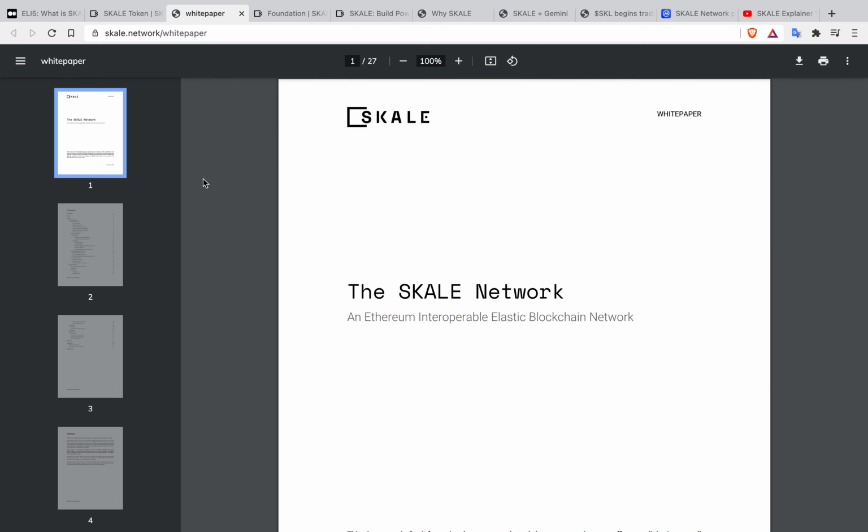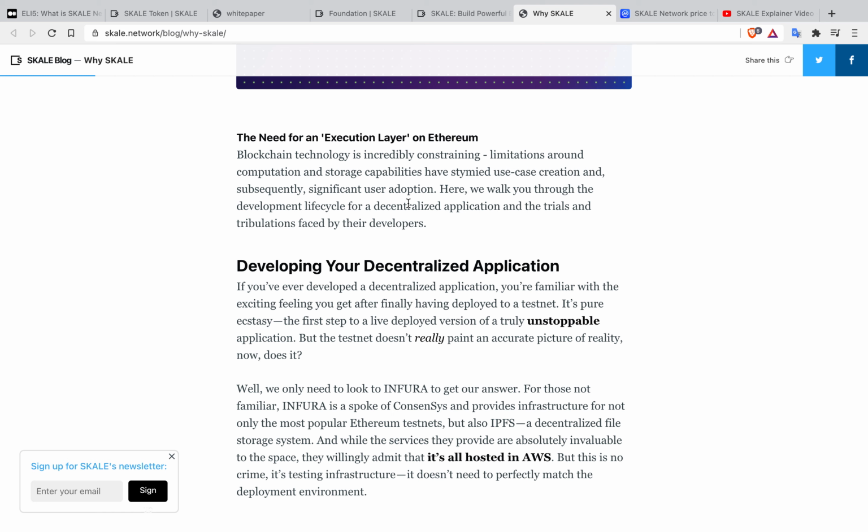To finish off this video, let's talk about an execution layer on the Ethereum. Blockchain technology, incredible constraining limitation around computation and storage capabilities, stymied use case creation, and subsequently significant user adoption. Here we talk through the development lifecycle for a decentralized application and the trials and tribulations faced by their developers. And trust me, there's a lot of tribulations faced by developers. Seriously, being a developer, it ain't easy.